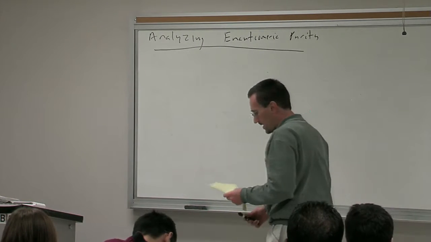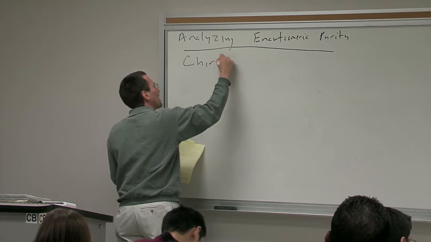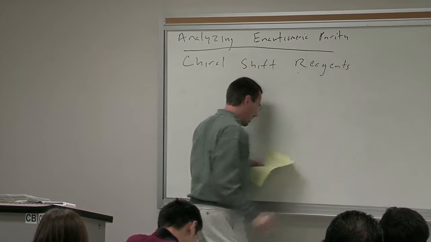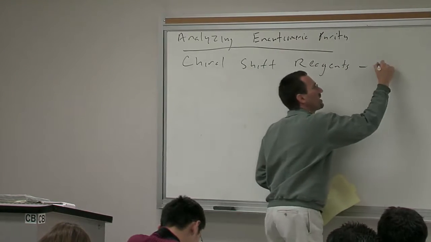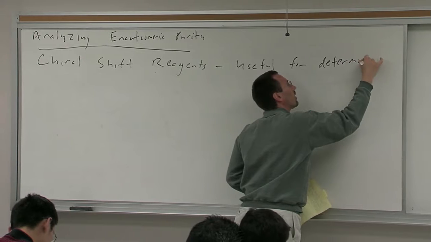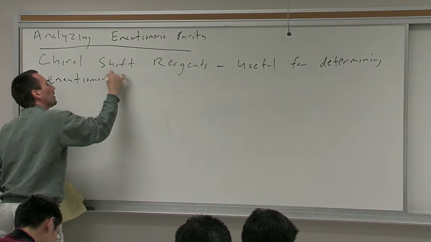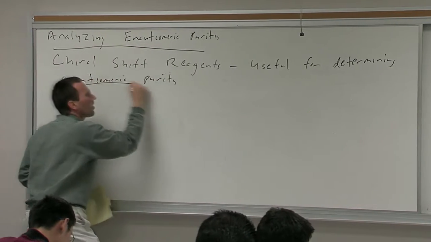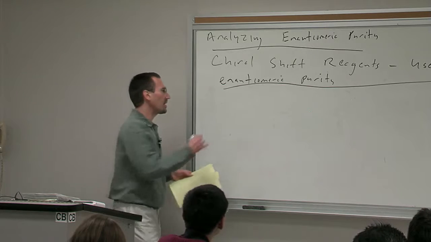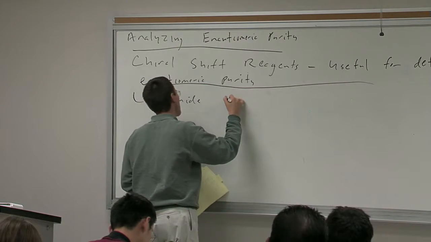And so I want to introduce 2 ideas here. We'll start off with chiral shift reagents, and then I'll talk to you about chiral derivatizing agents. And so I'll say they're useful for determining enantiomeric purity. And in order to talk about chiral shift reagents, I first need to introduce a different concept, and that concept is lanthanide induced shift reagents, or related concept, an earlier concept.